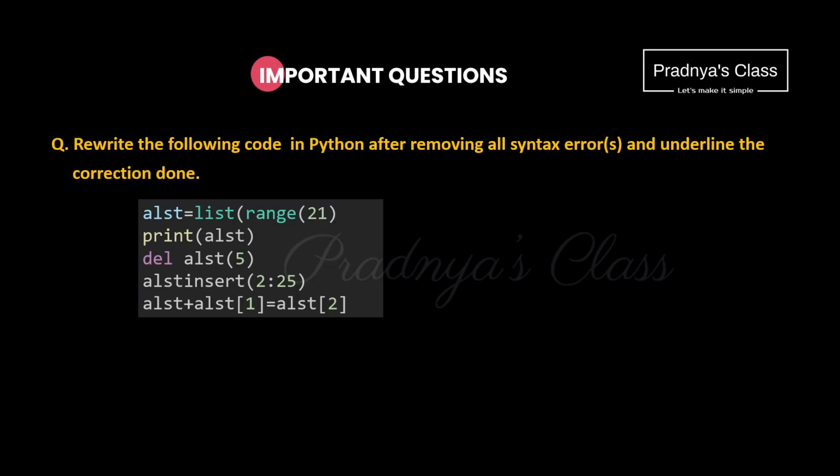We discussed different categories of questions which you will get on the list. But this is also one category in which you need to remove the syntax error and rewrite the code. This is very simple. You can also try it yourself. In the first statement, a bracket is missing. The second statement looks correct. In the third statement, we write the index in square brackets with the del statement. So this is the second mistake. In the fourth statement, we can see the syntax is wrong.